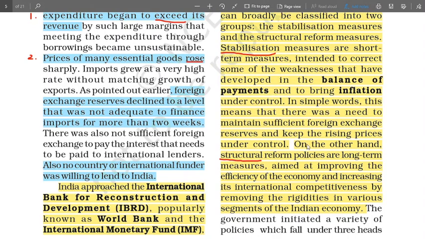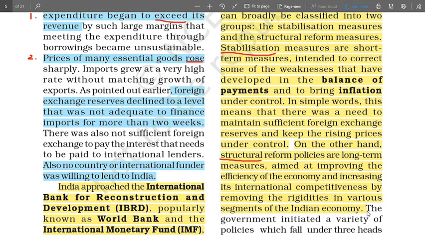And then secondly, very importantly, is structural reform. Structural reforms need policies that are long-term measures. These measures aim at improving the efficiency of the economy. We have to strengthen our economy, use our resources efficiently, and increase international competitiveness, so that whatever we produce we can sell and compete with the rest of the world. And how can we do that? By removing the rigidities in our system and in our policies. Only then will we be able to come out strong.